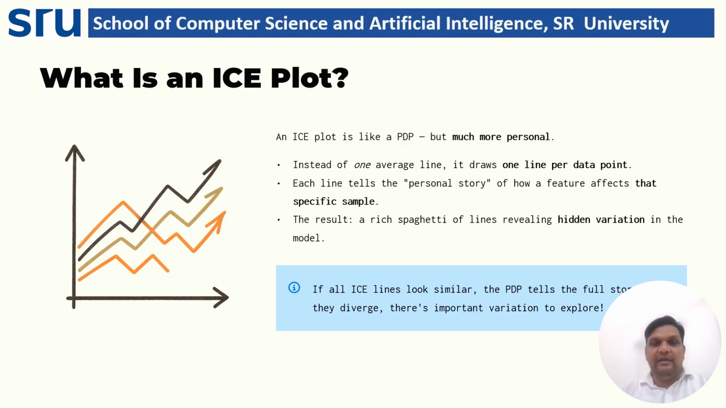The result is a rich tapestry of lines revealing hidden variation in the model. If all ICE lines look similar, the PDP tells the full story. If they diverge, there's important variation to explore. So an ICE plot tells a personal story instead of one average line. We get one line for each data point.